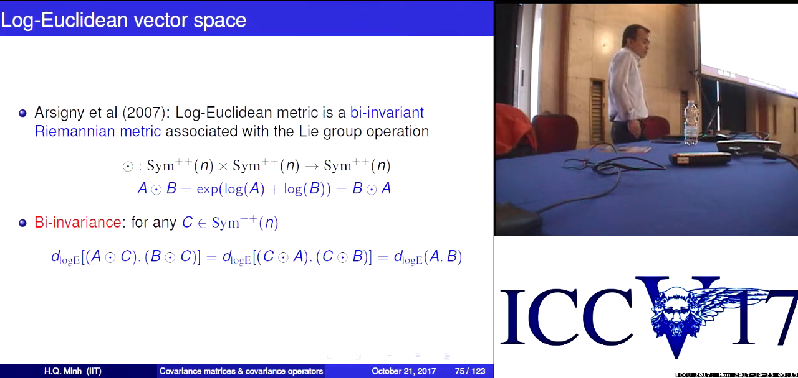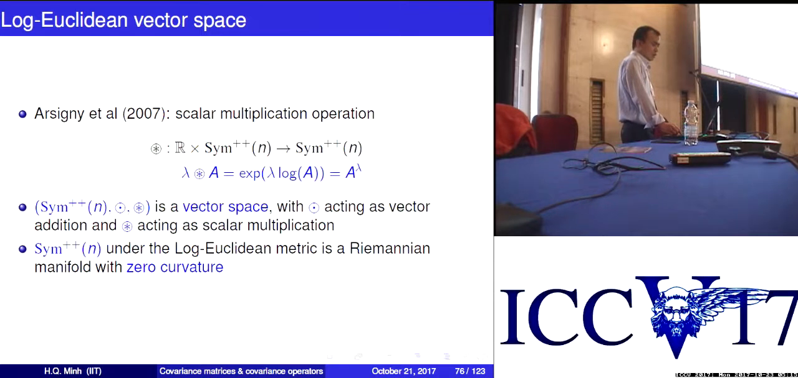So the log Euclidean metric is something that they call a bi-invariant Riemannian metric, and in a very simple way, we can think about this as: if we transform A and B by this operation here, then the distance remains the same. Now, bi-invariance actually has an abstract definition, but we will not talk about it here. But in this setting, it means this very simple transformation preserves the distance.